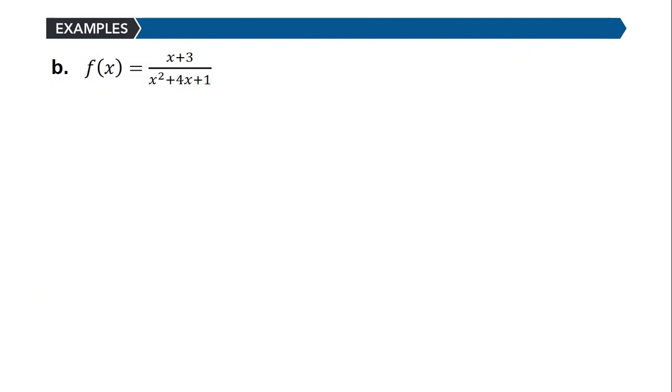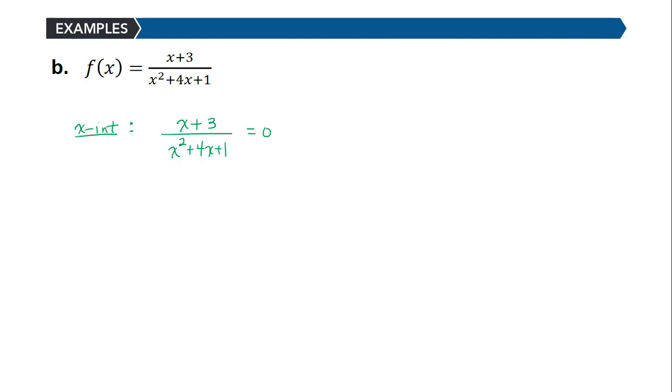Now we have this function f of x equals a quantity x plus 3 divided by the quantity x squared plus 4x plus 1. To find the x-intercept, we set the function equal to 0. So we get x plus 3, all divided by x squared plus 4x plus 1, is equal to 0.